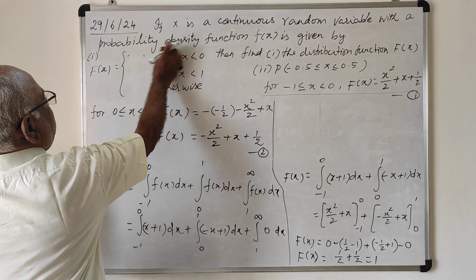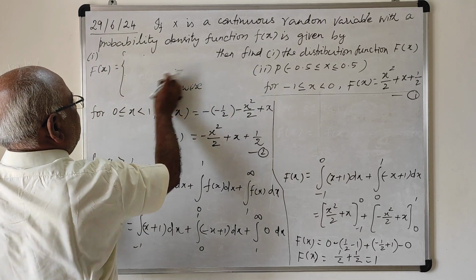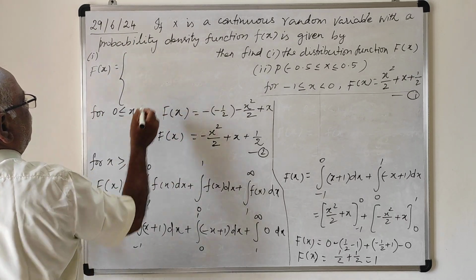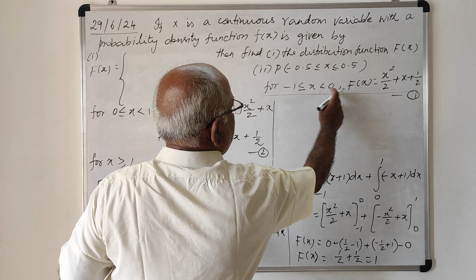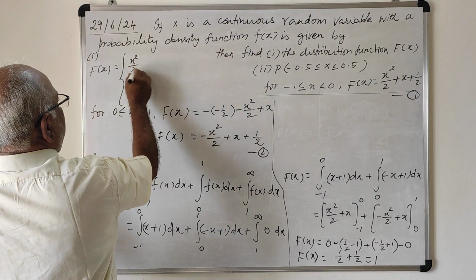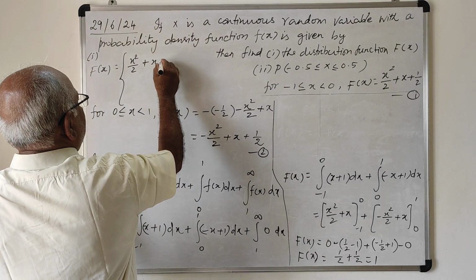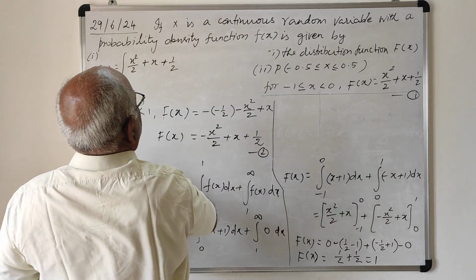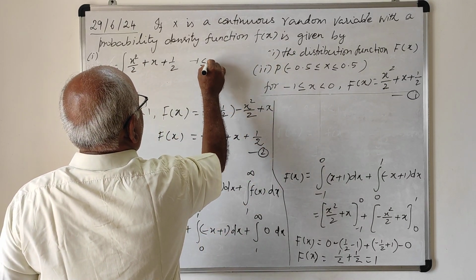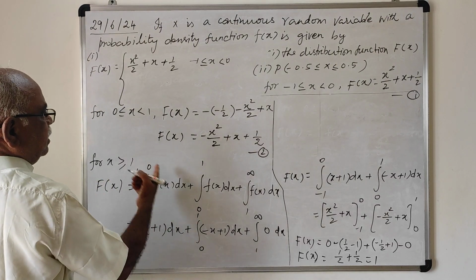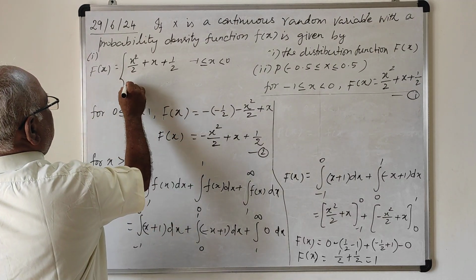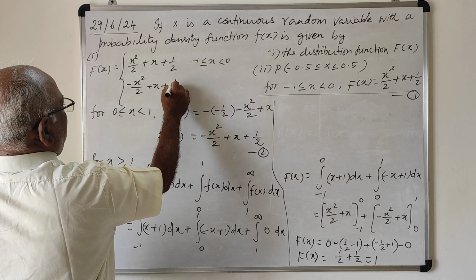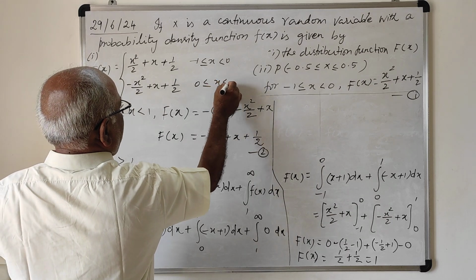The distribution function capital F of x is, first case, for minus 1 less than or equal to x less than 0: F of x is x squared by 2 plus x plus 1 by 2. Second case, for 0 less than or equal to x less than 1: capital F of x is minus x squared by 2 plus x plus 1 by 2.